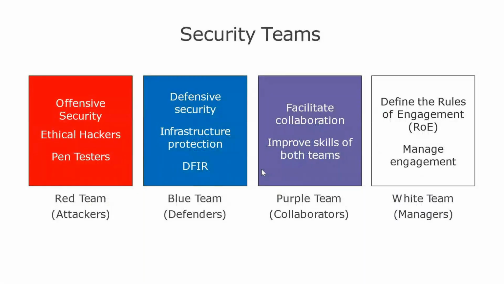Now, last, as part of this penetration testing, we have security teams which may be involved in different kinds of activities. Red team is the attacker, doing offensive security, ethical hacking, pen testers and all. We have a blue team also, the defender, doing defensive security, infrastructure protection, DFIR. We have a purple team also, the collaborator, which facilitates collaboration and improves the skills of both teams. And the last one, white team, is the manager, defining the rules of engagement (ROE) and managing the exercise.